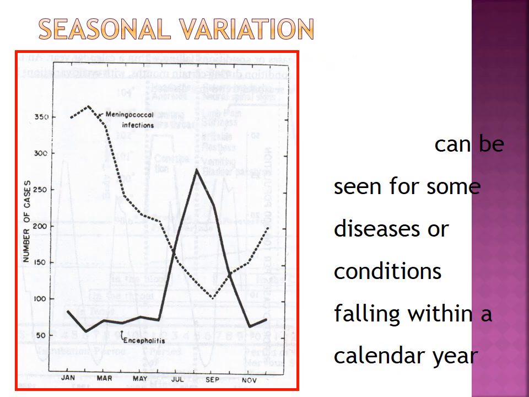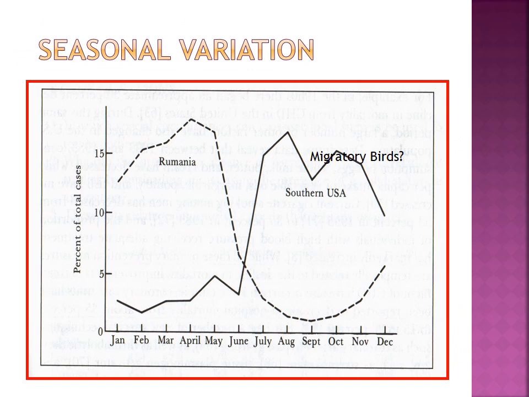Seasonal variation can be seen for some diseases or conditions falling within the calendar year. See, some of the cases of this meningococcal infection are coming down, and while it comes down, the cases of encephalitis are going up. Another example of seasonal variation.